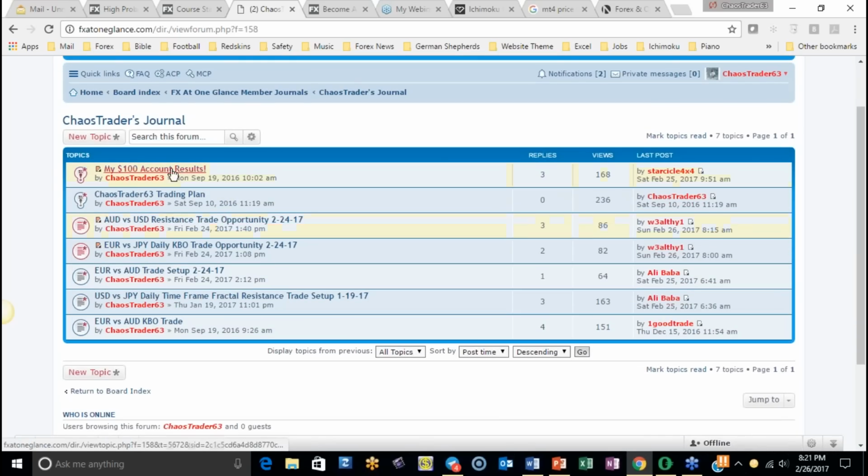I was trading with a $100 account to show members that you can increase that $100 account. And before they closed out the account and moved it over to forex.com, I went from 100 to 180, and then they closed it out. So I showed the results in here. That's where you could see that. And here I put my trading plan, but in here I put the trade opportunities.